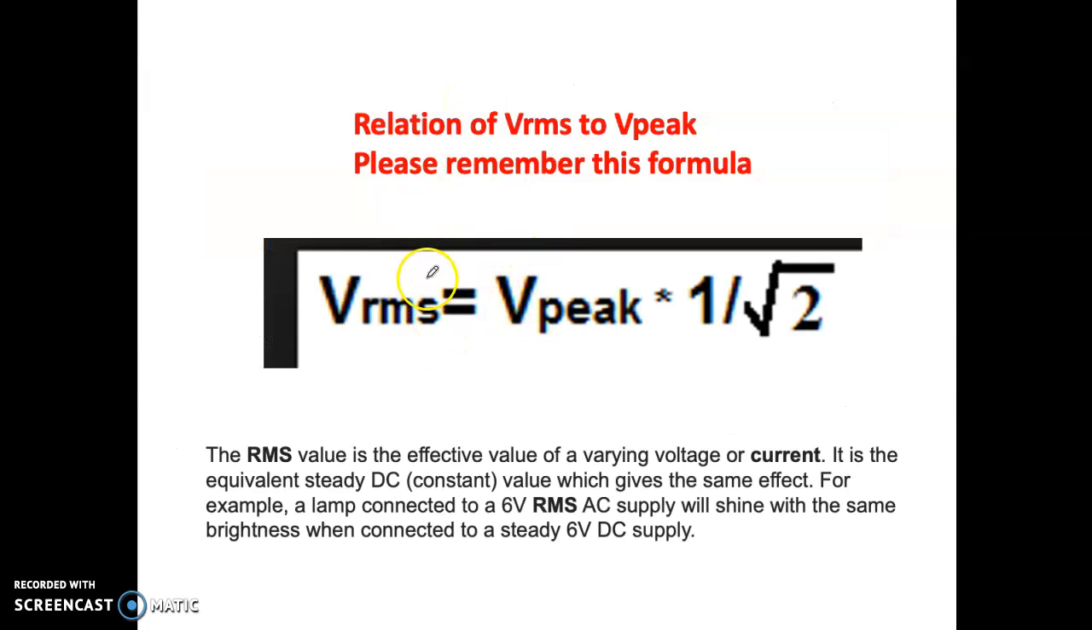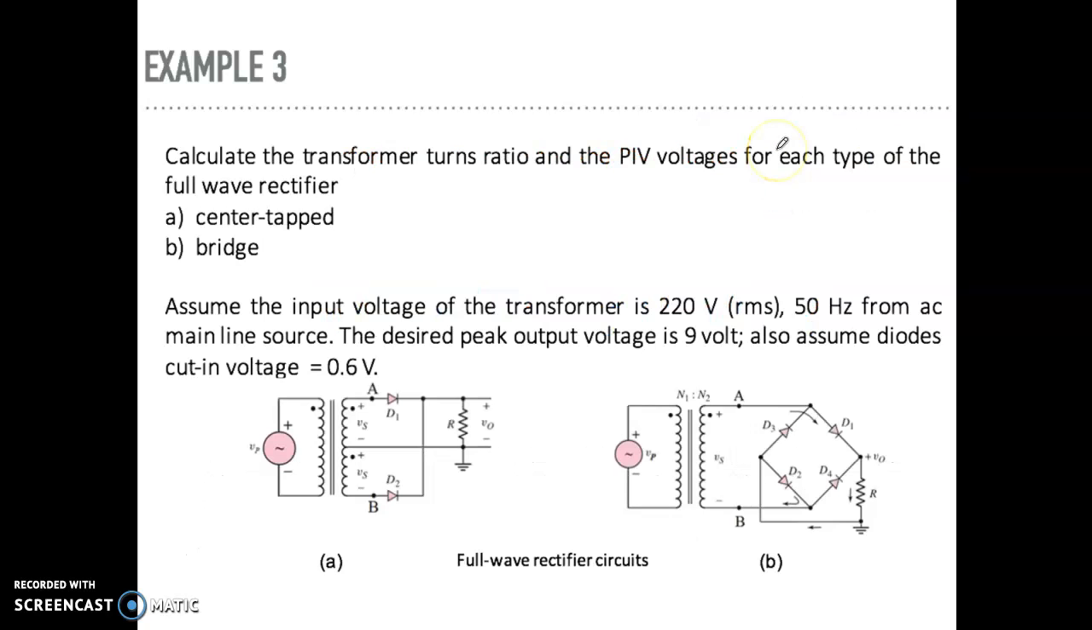So for the last part, okay, if the question gives you VRMS, always change it before you start to calculate, always change it to your V peak. So what is your V peak? V peak equals VRMS times square root 2. So you need to remember this formula. Okay. So this will be the example of a comparison between your center tap and your full bridge.